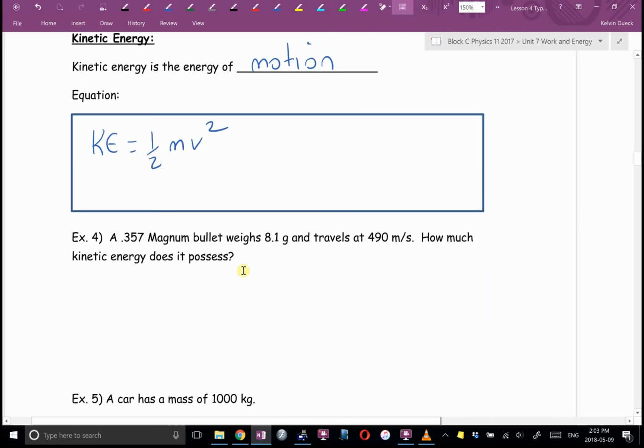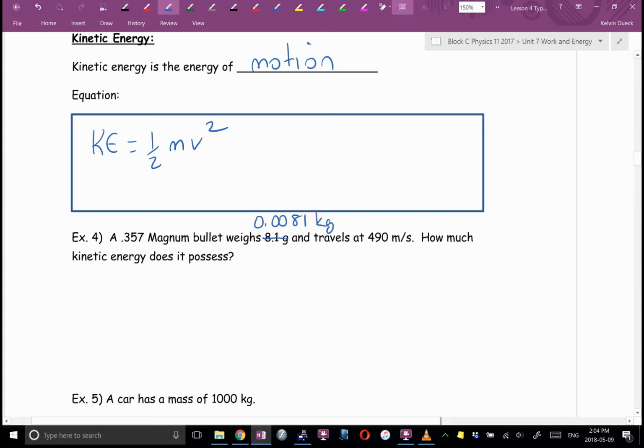A Magnum bullet weighs 8.1 grams. Cross out 8.1 grams. We don't do physics with grams. What is 8.1 grams in kilograms? Something to do with 1,000. Times or divide? By the way, is 8.1 grams a lot of mass or a small amount of mass? I don't think it's times 1,000 because that would give you 8,000 kilograms, which is several cars. So clearly it's divide by 1,000. So what is it? 2 zeros and then 8.1? Yes?